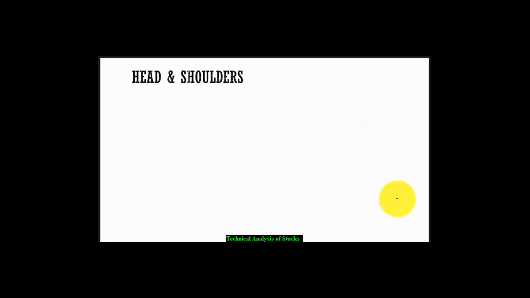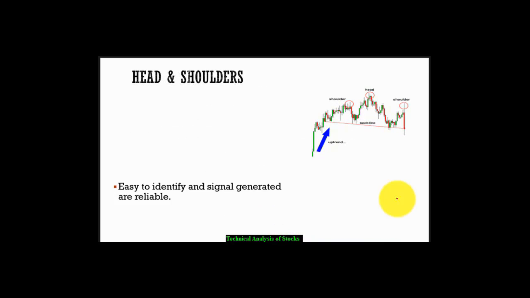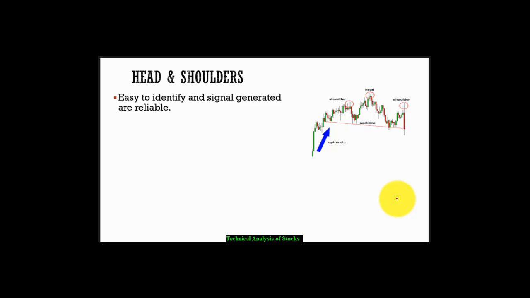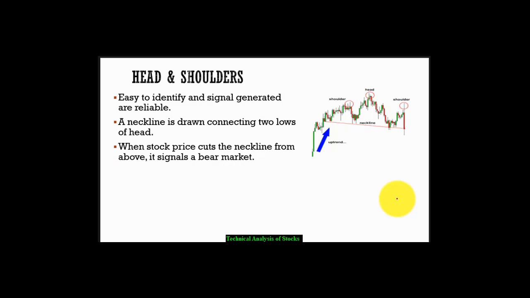Head and shoulders. Head and shoulders are easy to identify and the signals generated are reliable. Neckline is drawn by connecting the two lows of the head. When the stock price cuts this neckline from above, it signals a bear market. Similarly, you can see here this is the head and these are two shoulders, and when this neckline is crossed by the shoulder, then it gives a sell signal.